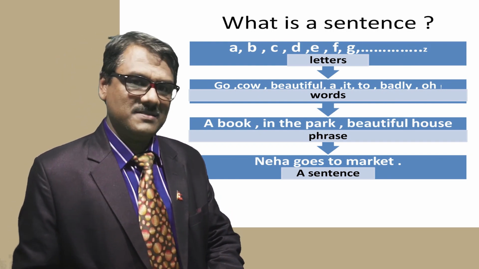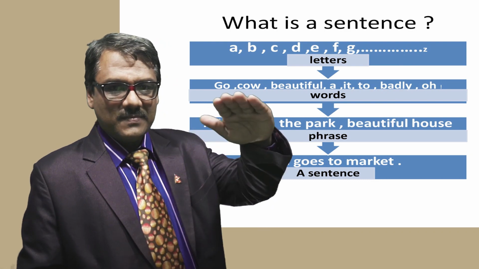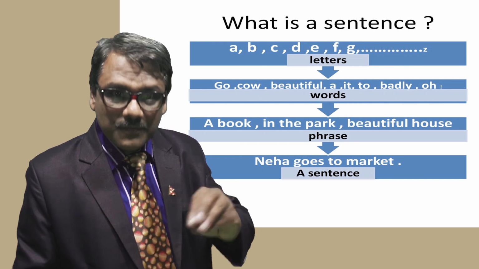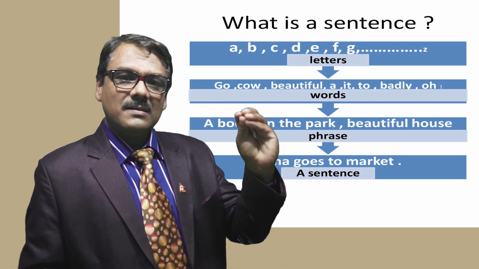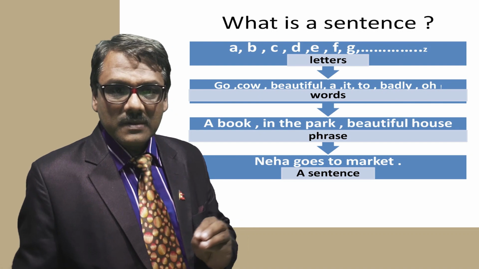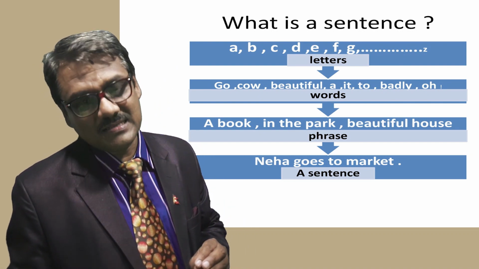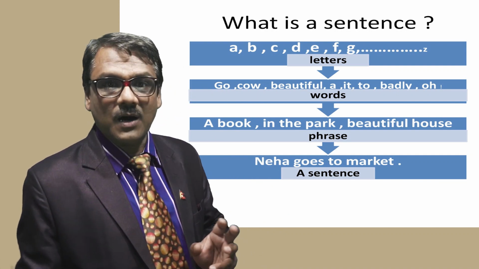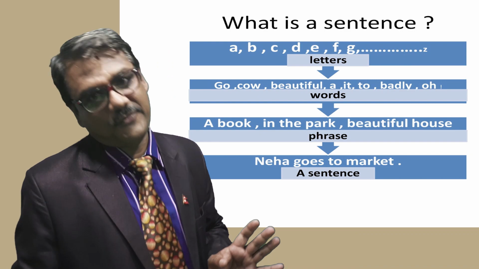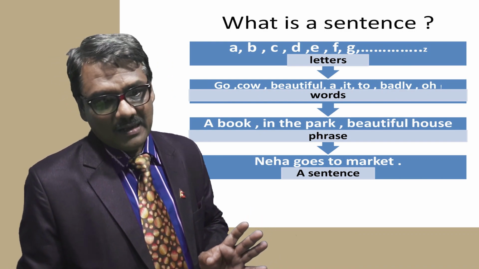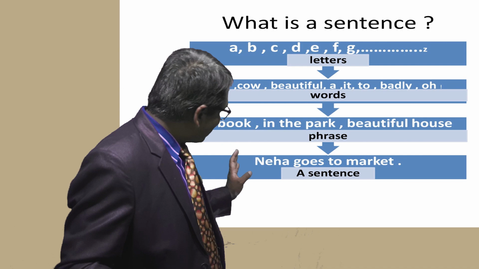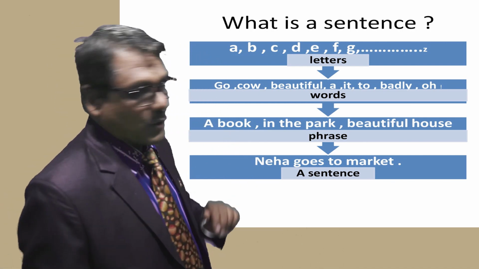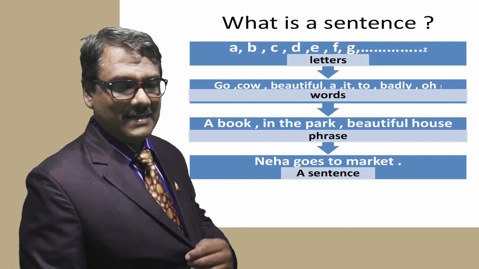That is phrase. Okay. First, letters are grouped into words. And furthermore, the words are grouped into the phrase level. This is the phrase level. A book, in the park, beautiful house. These are the phrases. Okay. And now finally look at the last row. You can see it.